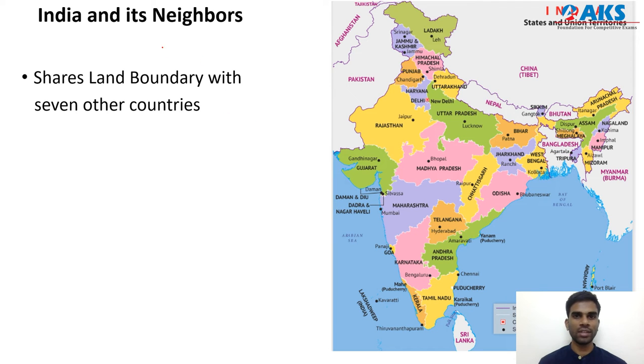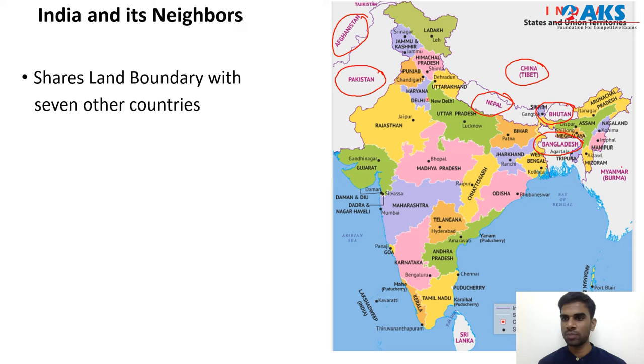Now let us look at different countries that share their land boundaries with India. Take a minute, pause the video, and count the number of countries that share their boundaries with India. We have 7 different countries that share their land boundaries with India, that is Pakistan, Afghanistan, China, Nepal, Bhutan, Bangladesh, and Myanmar. So we have 7 countries that share their land boundaries with India.